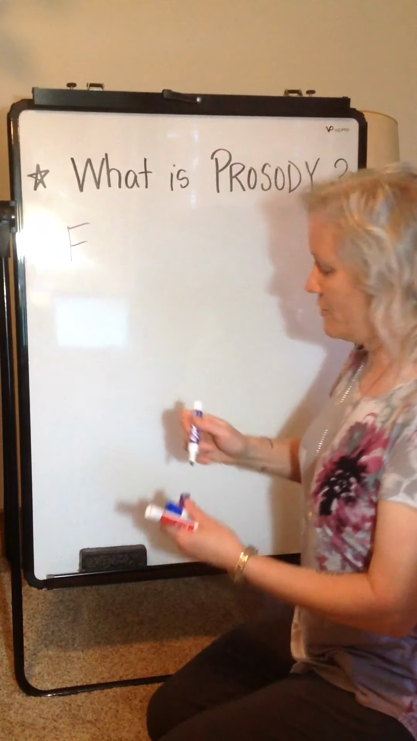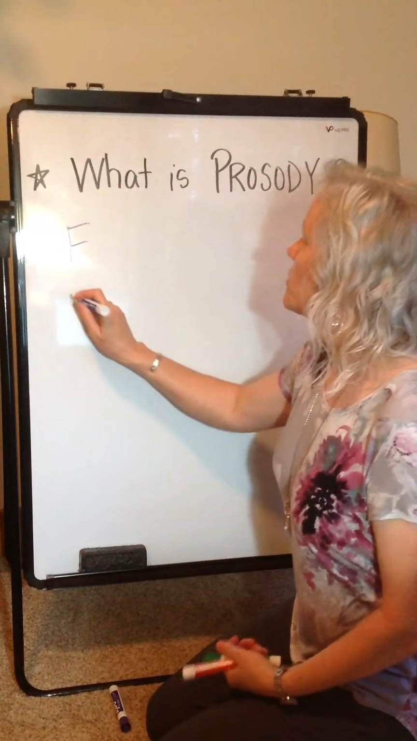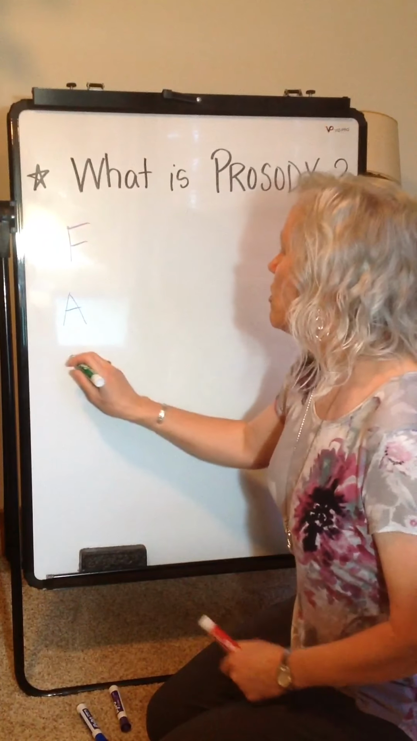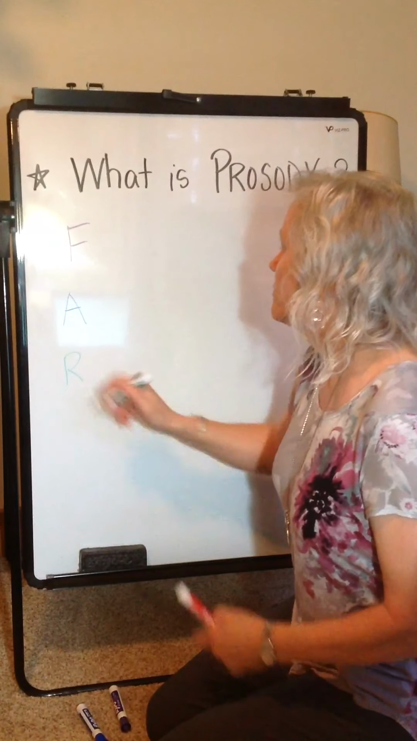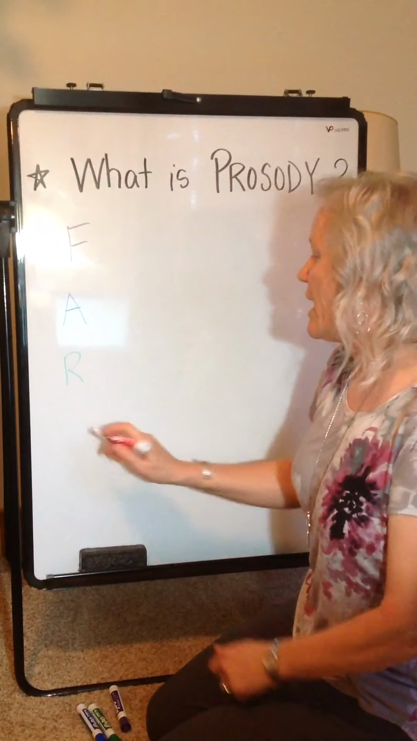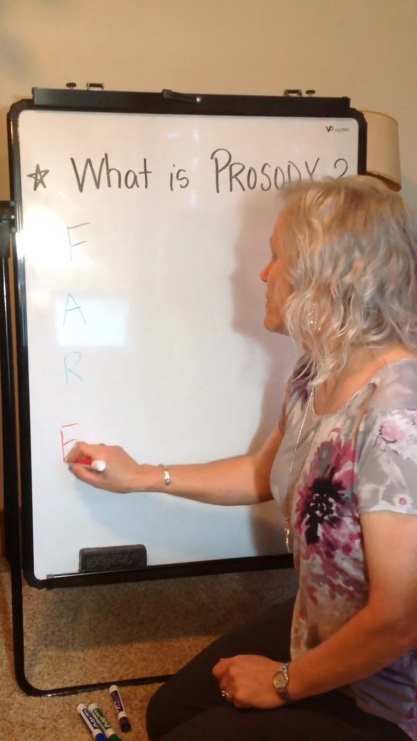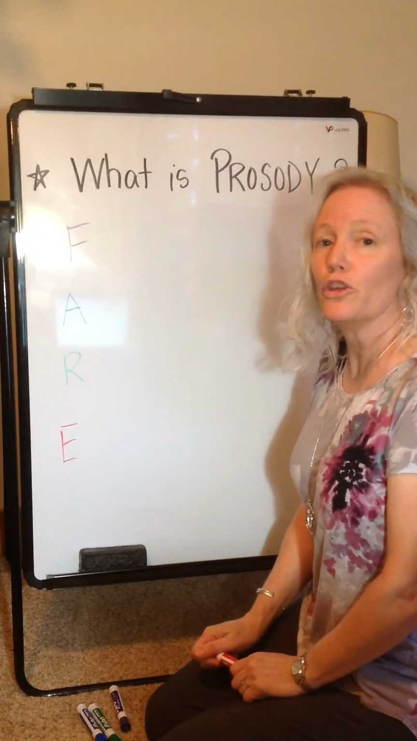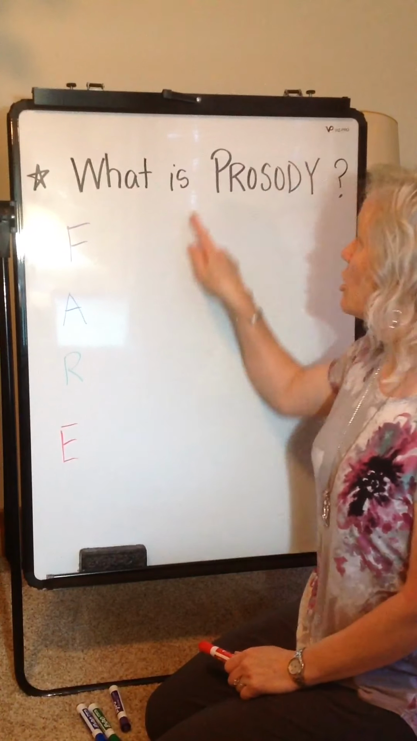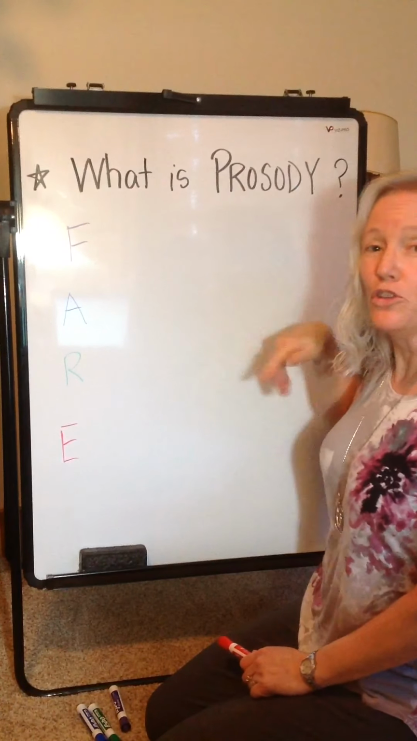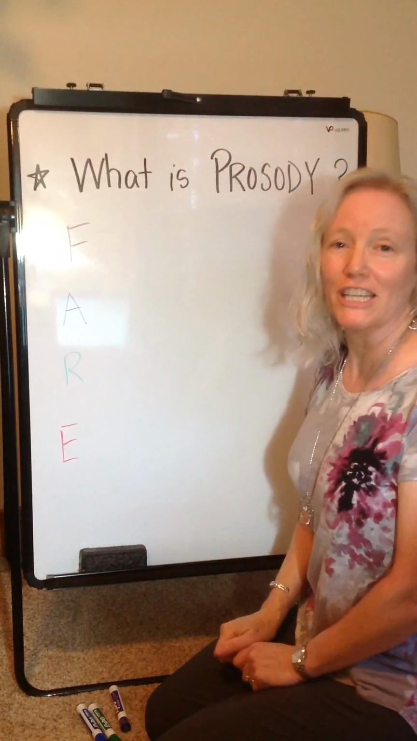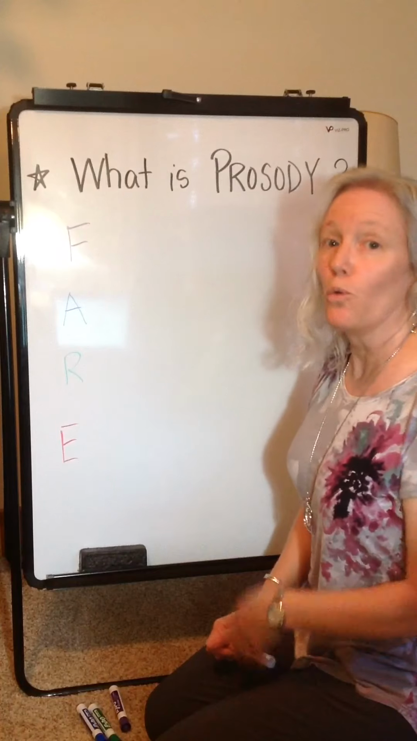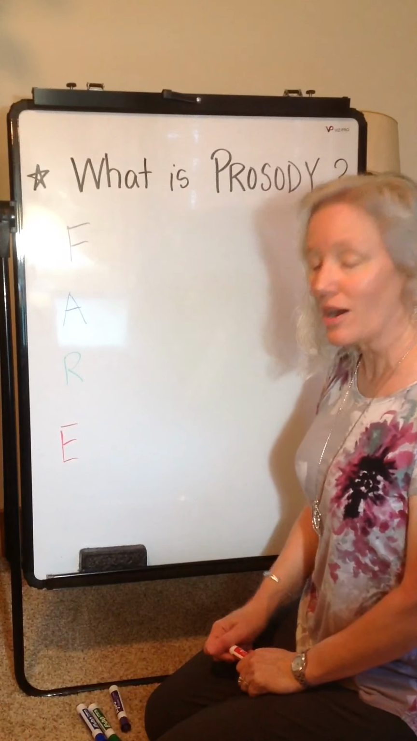So let's do F. Then we're going to have A. Then we have R. And lastly, we have E. Now you are going to pay this fare so that you develop really good prosody. And when you develop prosody, your comprehension improves. And that's what we really, really want to see. So what are these 4 components of prosody?